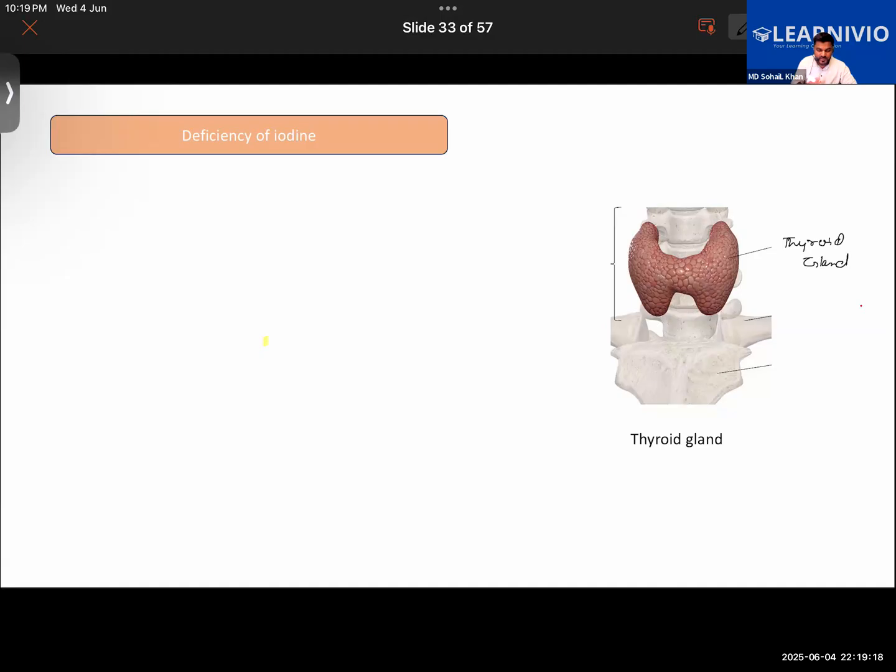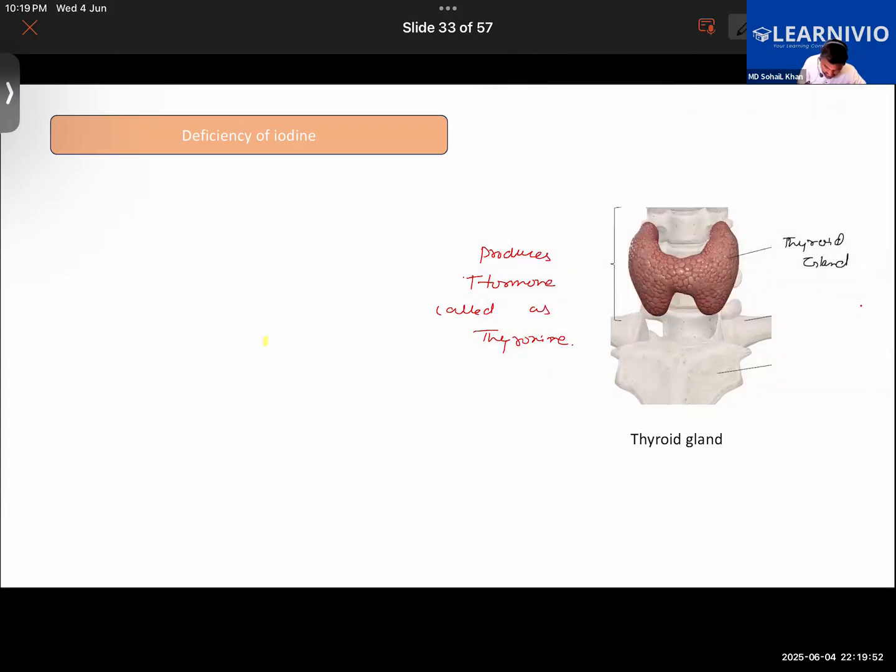Now understand this thing. This thyroid gland produces a chemical substance. It produces a hormone called thyroxine. Try to understand all of this. This is very important stuff. So the thyroid gland needs iodine to produce a hormone called thyroxine.